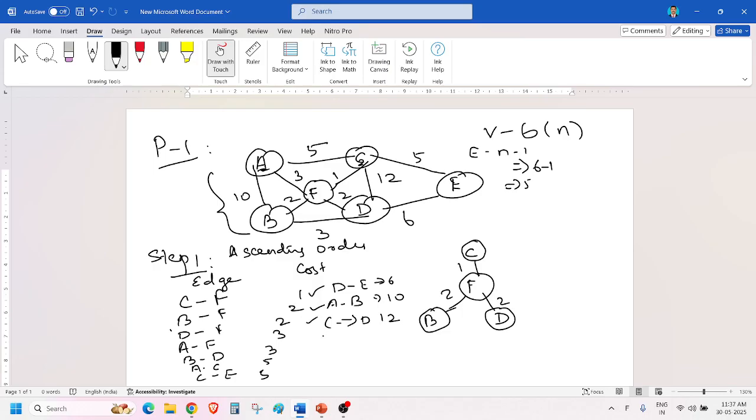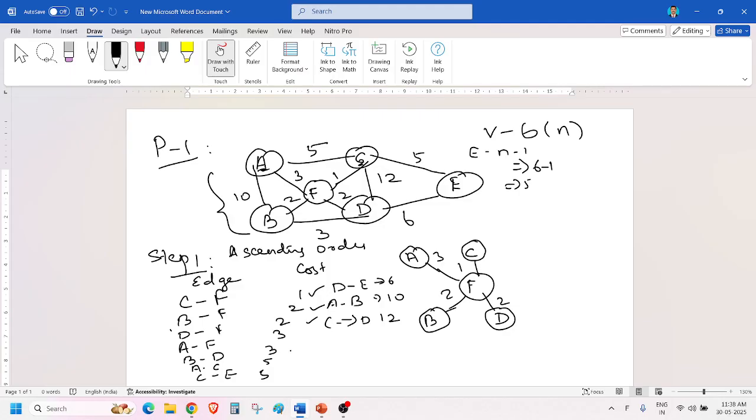Next we are going to consider A to F. A to F, where is the problem? Okay, no cycle, so I am considering. What is the value it is having? 3. Remember, in all the vertices which we have selected, there is no cycle formation. That is why we have considered. But when you are considering the remaining ones, you have to check whether a cycle is forming or not.